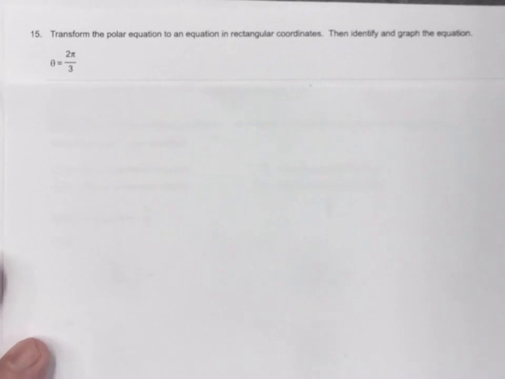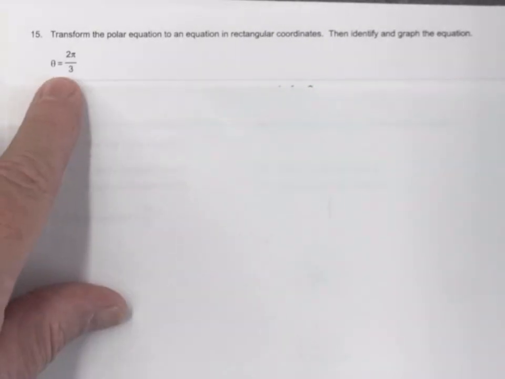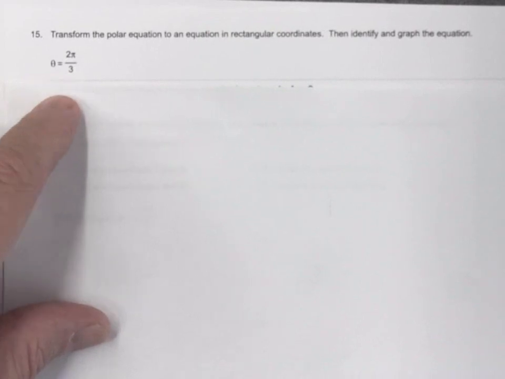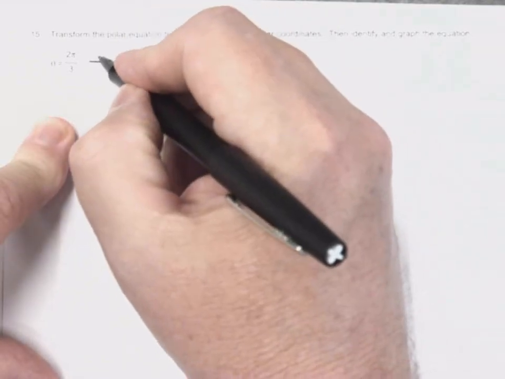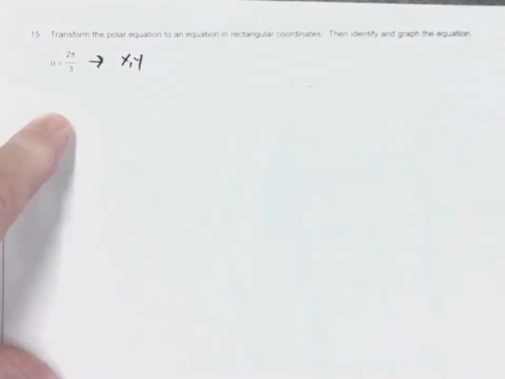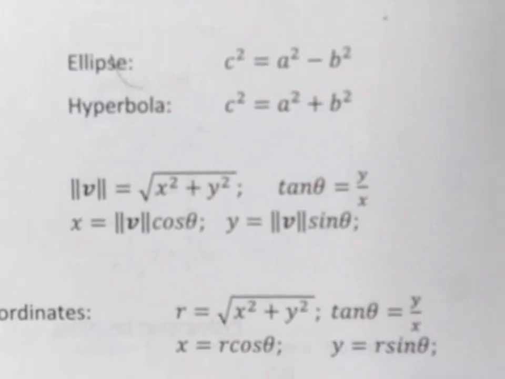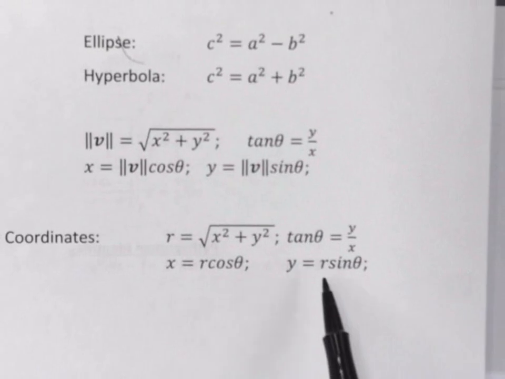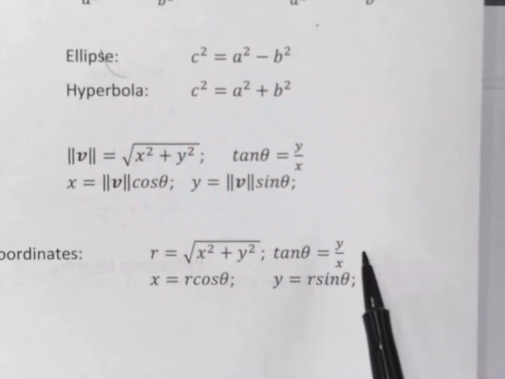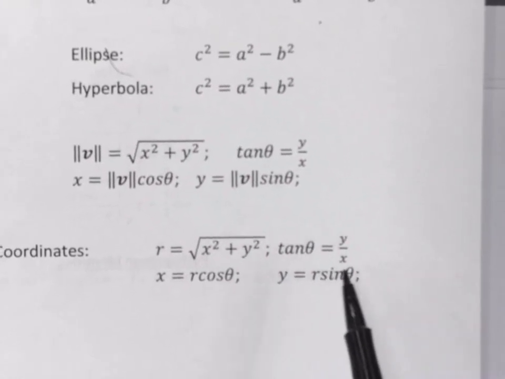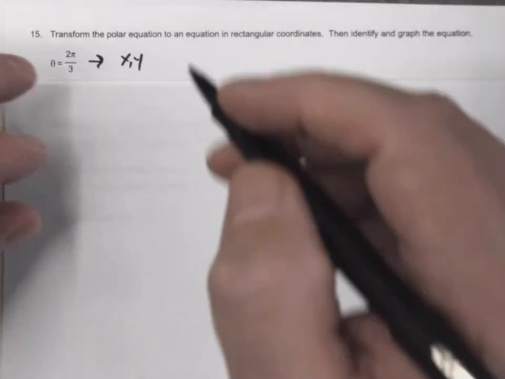Here's the next one. So once again, polar equation: theta equals 2 pi over 3. And we want to somehow rewrite that with x's and y's. So how would we do that? Well, from our polar formulas, here's an equation that relates tangent of theta equals y over x. So here's theta and y over x. So let's look at using this.